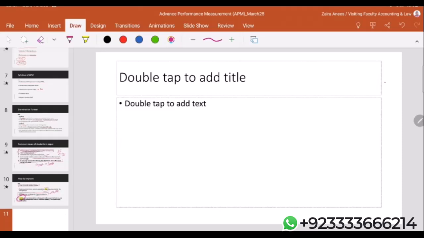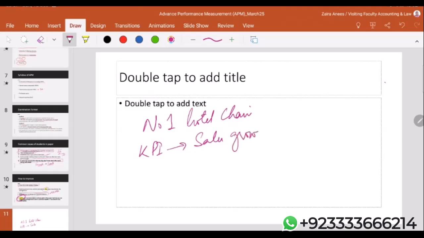Let's suppose that the company's objective is to become the number one hotel chain in a region, right? And they are measuring this by using a KPI of sales growth. They are saying that if my sales grow, that means ultimately we will become the number one hotel in the region. And you are saying, no, this is not a correct KPI. The company should not use this. The company should use market share because that is showing a better picture, right? So probably you are correct, but you will not get marks.